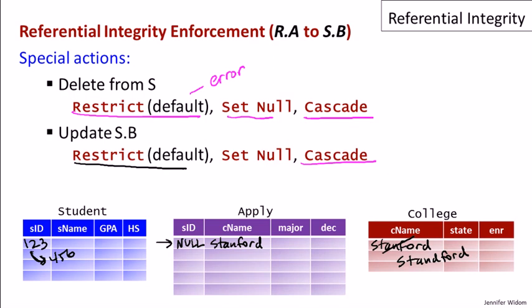But if someone makes this change, if we have the cascade option for the referential integrity constraint between apply cName and college cName, then that update will be propagated to any referencing values. So in that case, automatically, this Stanford and any other Stanfords in the apply table will be updated automatically to "Stanford". Now let's take a look at referential integrity in action.